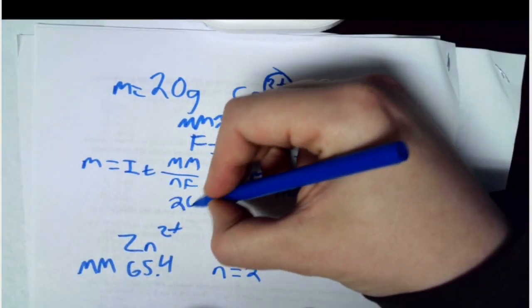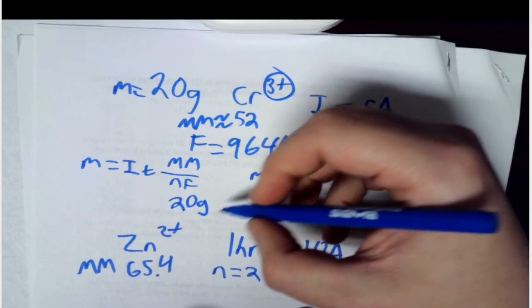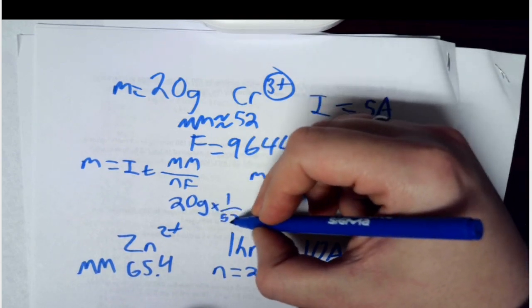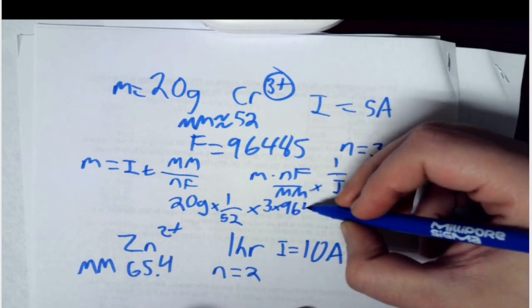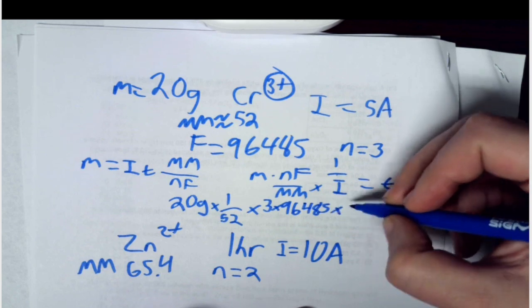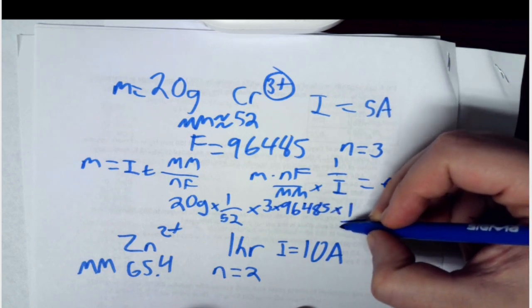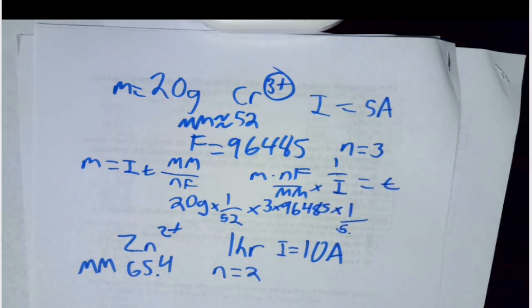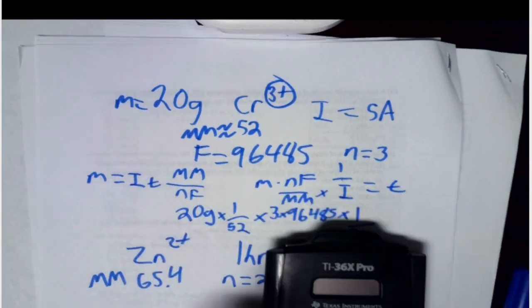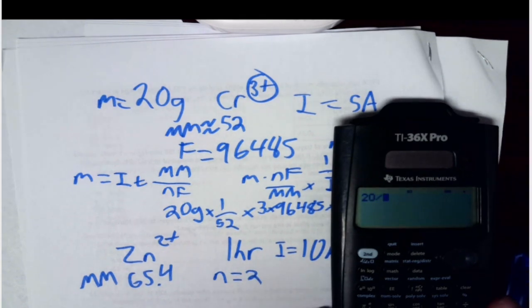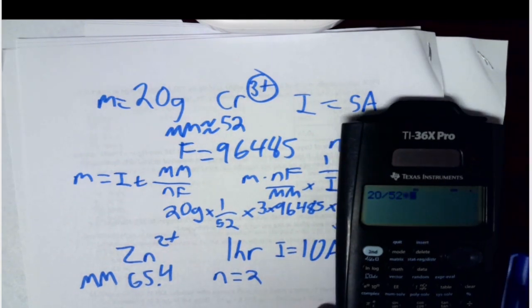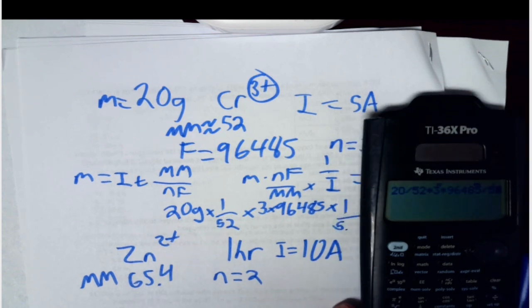So 20 grams times 1 over 52 times 3 times Faraday's, 96485, times 1 over 5 amps. So I'm just plugging that in. I've rearranged my equation, and I'm plugging that in. So 20 divided by 52 times 3 times Faraday's, 96485, divided by 5 amps. It's a big number.